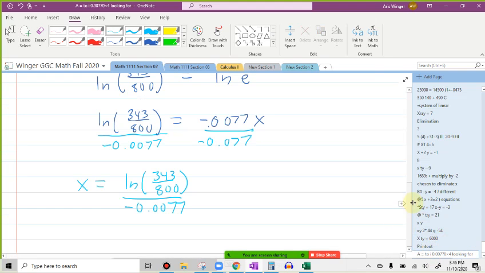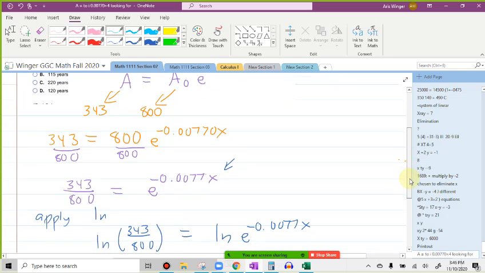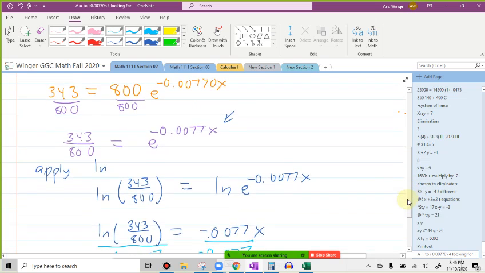So the idea remains the same: assign correctly, divide by 800, solving for x in the exponential, apply logs to both sides, and divide.